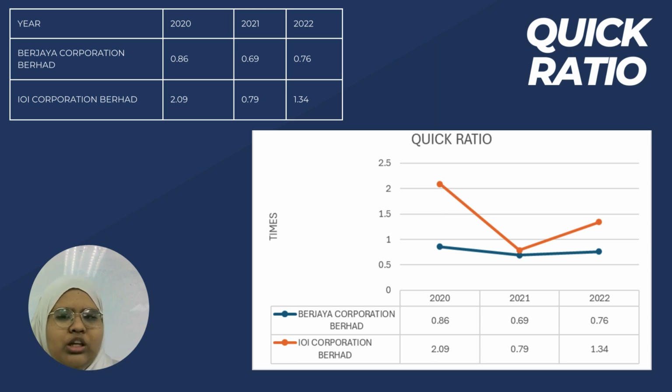From 2020 to 2022, the corporation's ratios of 0.89, 0.69, and 0.76 times indicate that its financial situation is not stable, as they are less than 1. This indicates subpar performance and that it is unable to cover its liabilities.